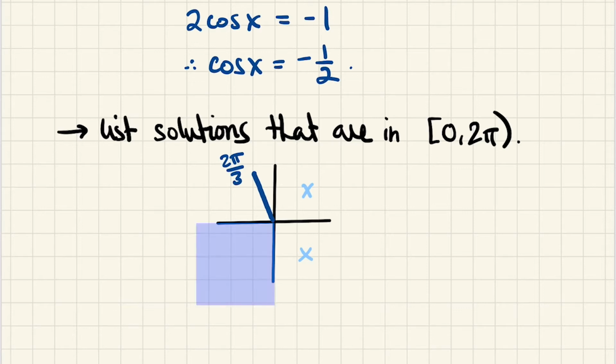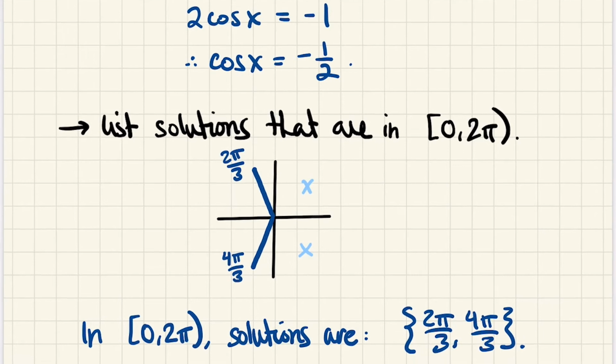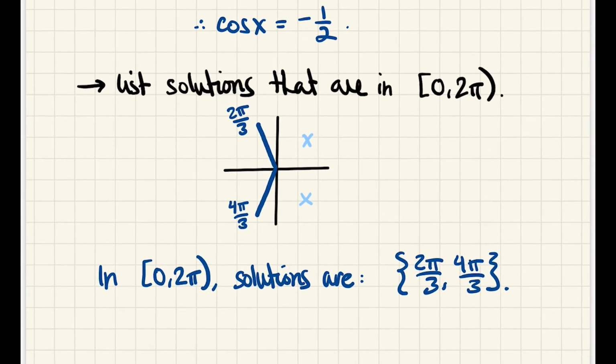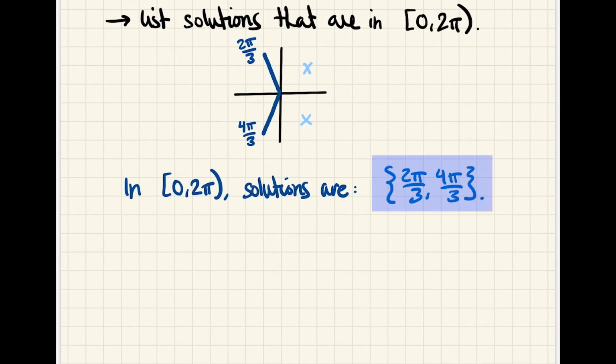Okay, and in the third quadrant, there's also going to be a solution, and we know that cosine of 4 pi over 3 is -1/2. So the individual solutions between 0 and 2 pi are 2 pi over 3 and 4 pi over 3. Now, many of your homework questions will simply ask you to only list the solutions between 0 and 2 pi, in which case we have our answers and we'd be done the problem.